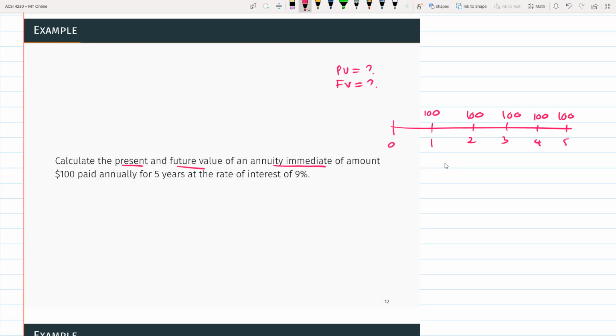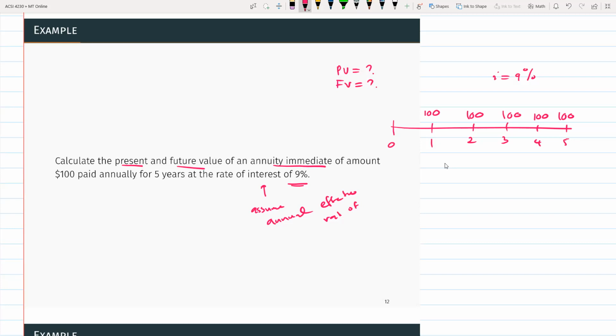And the rate is 9%. So this is annual effective rate. Assume annual effective rate, so I is 9%.